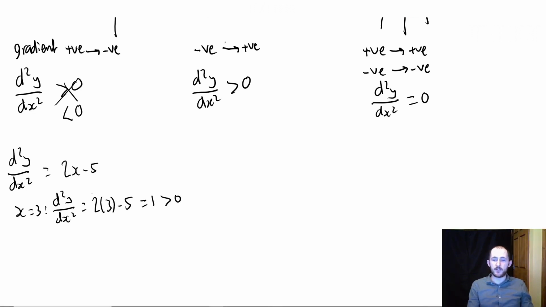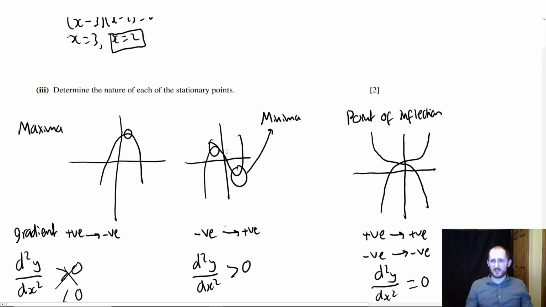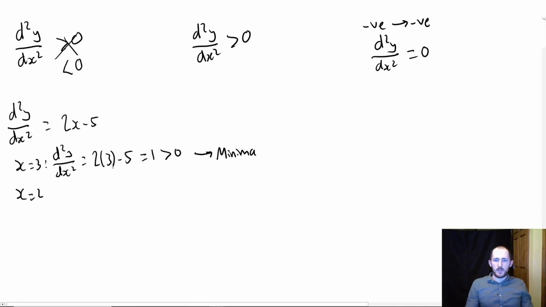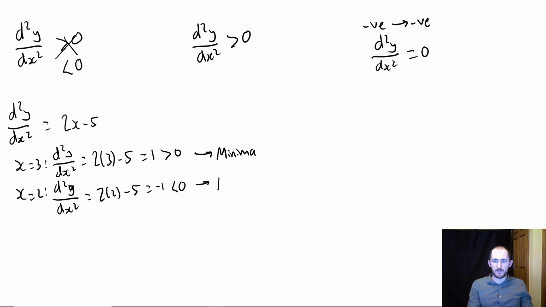It's greater than 0, which means it is a max, I'm joking, minima. It's a minima, because it's positive. And then when x equals 2, what's the other one? Yep. We have d squared y by dx squared. You can probably already see what this is going to be. A maxima.